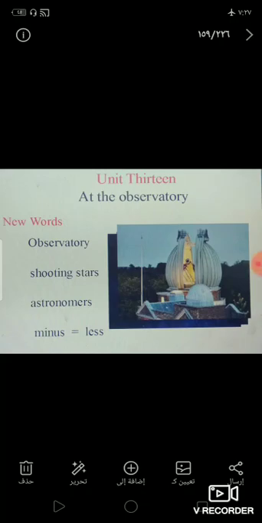Hello, my dear students. Today we are going to discuss the fourth unit of our book New Hello for the second term, Unit 13, At the Observatory. Let's begin our lesson today by introducing our new words.